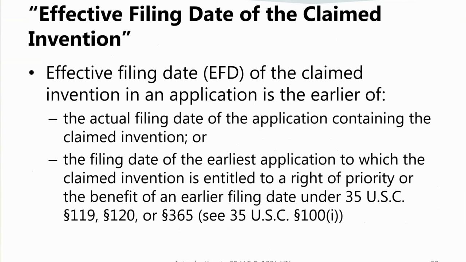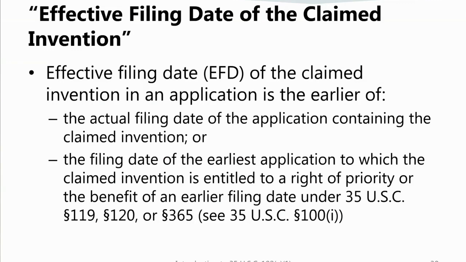Each United States patent application must include at least one claim which sets forth that which applicant regards as their invention. Each of these claims is a claimed invention. Furthermore, each patent application is filed in the United States Patent and Trademark Office on a certain date. That date is known as the actual filing date for each claimed invention in that application.